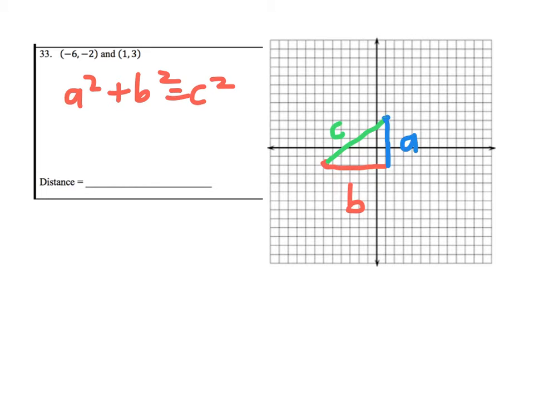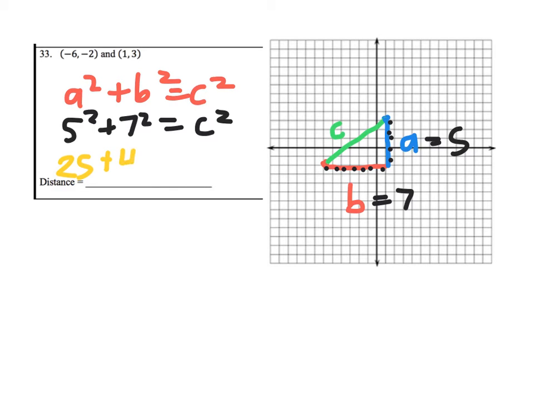We need to figure out how long A and B are. So A is 1, 2, 3, 4, 5. And B is 1, 2, 3, 4, 5, 6, 7. So those are the numbers I'm going to plug into A squared plus B squared equals C squared. Let me check my math. Yep, those are good. Okay, so we're going to plug those in. So I have 5 squared plus 7 squared equals C squared. If I square 5, I get 25, plus 7 squared is 49, and that equals C squared.